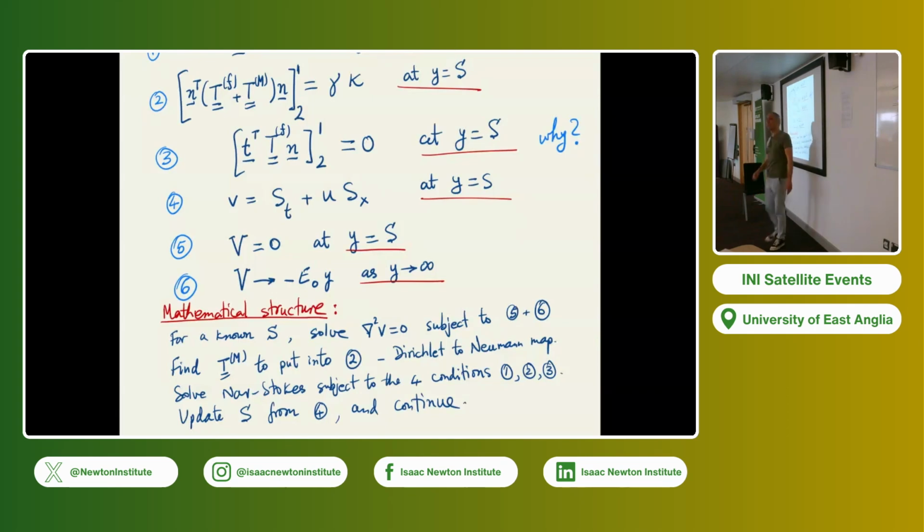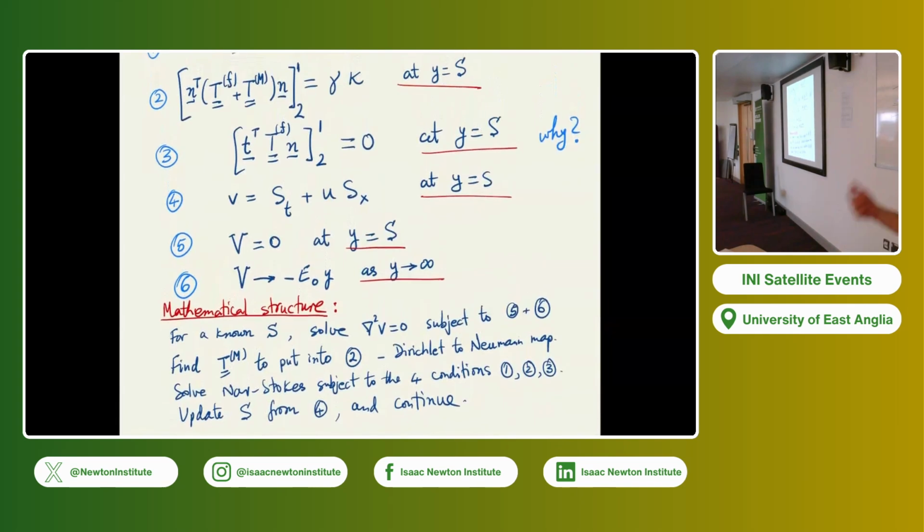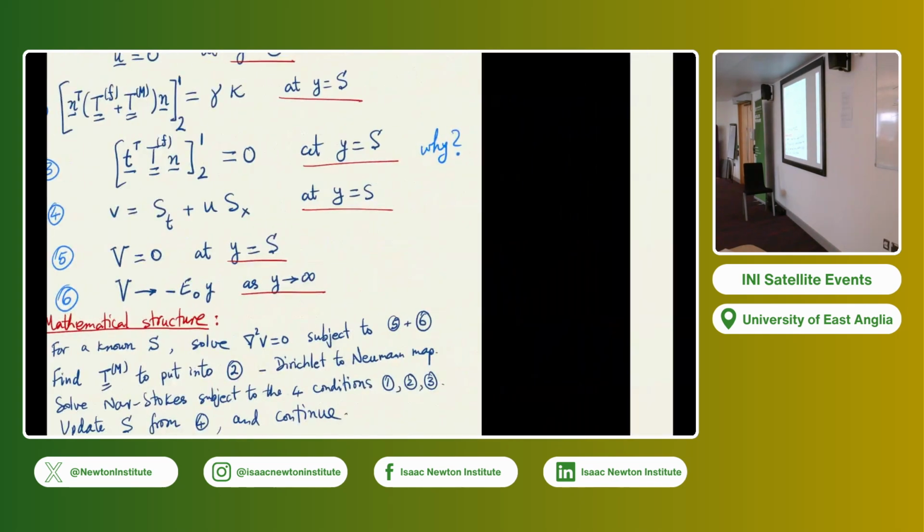But what equation 2 needs is not V, it needs derivatives of V. So you would take V and then find the normal derivative of V at the surface. And that would go in here. Then you have boundary conditions to solve the Navier-Stokes equations. Once you solve them, you update s, and then you go back and keep going. So that would be the numerical scheme.